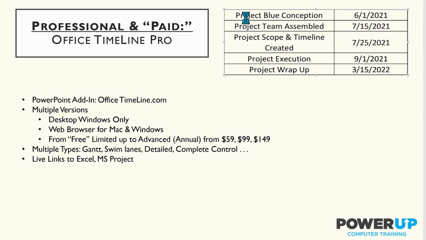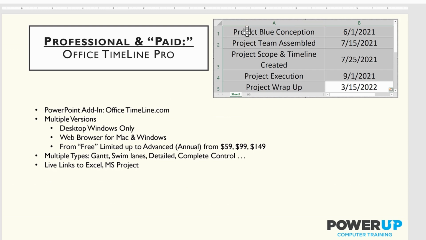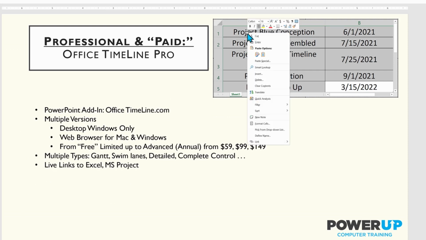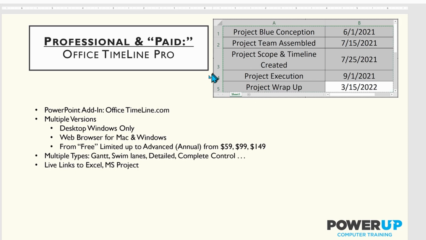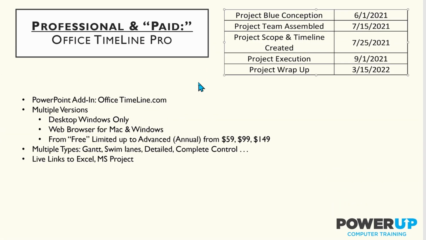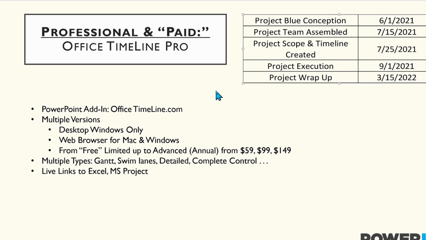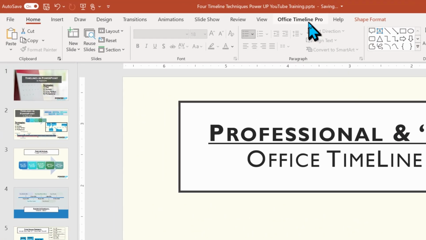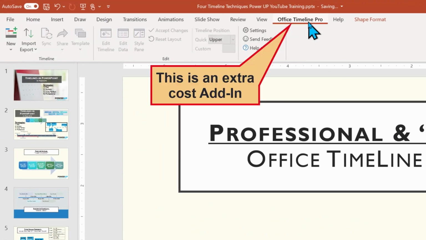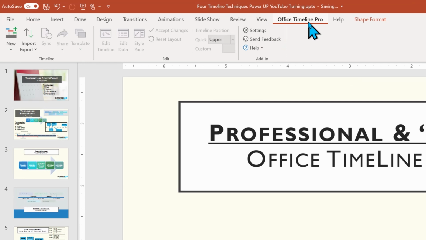To get started, I will once again copy my data to save time. One cool piece is that Office Timeline Pro will automatically stay in sync with an Excel spreadsheet, which I've embedded into my PowerPoint here. Next, I'm going to click the Office Timeline Pro Add-in menu, choose New, and From Scratch.